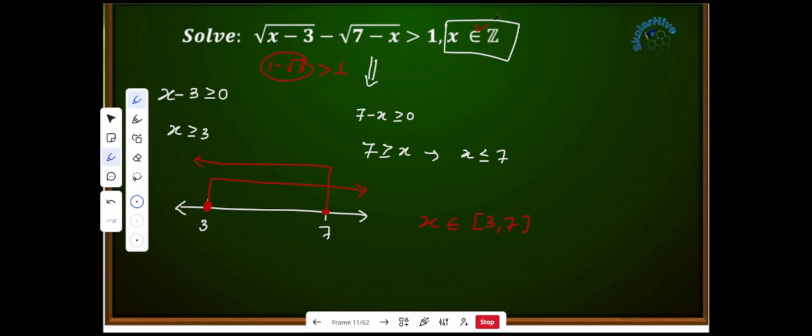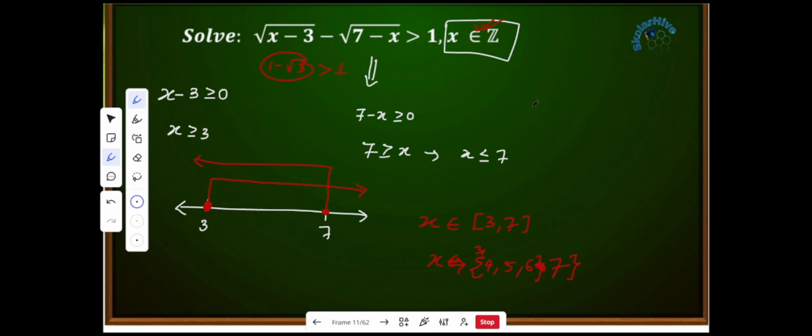Here they are asking for the values of x to be integers. It means between 3 and 7, what all possible values of integers are. So the possible values of integers are 3, 4, 5, 6 and 7. Once we check this, we plug in 3 over here, so this will be 0, and this will be some number, like 7 minus 3 is 4. So 0 minus 2 is a negative number, right?